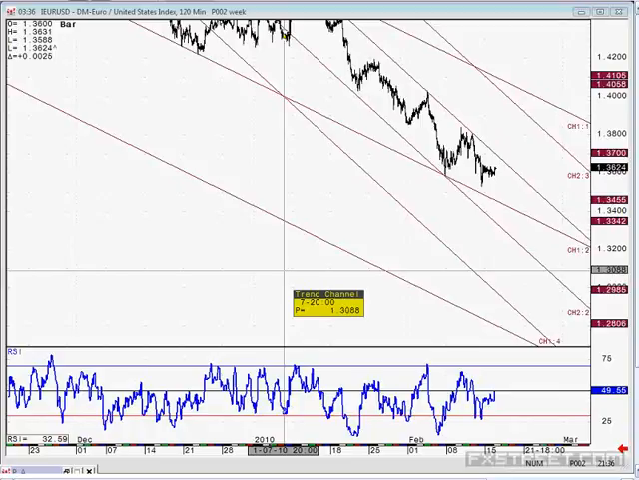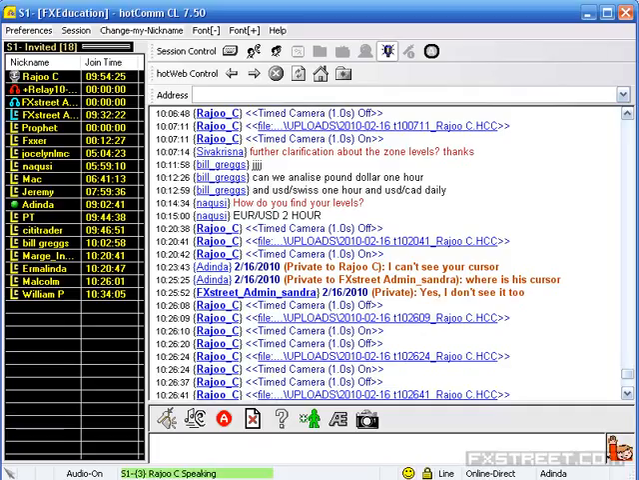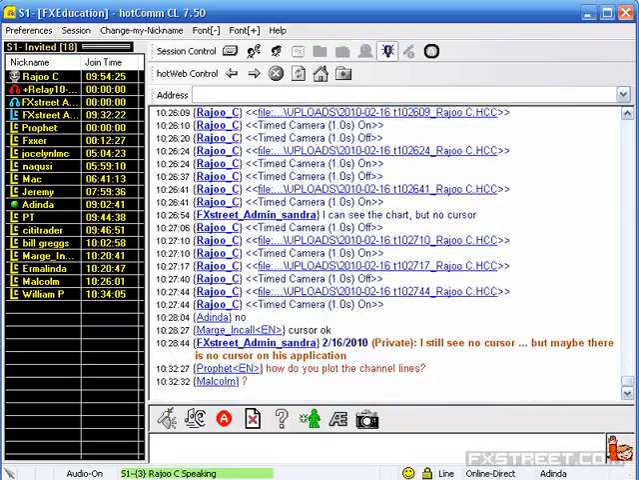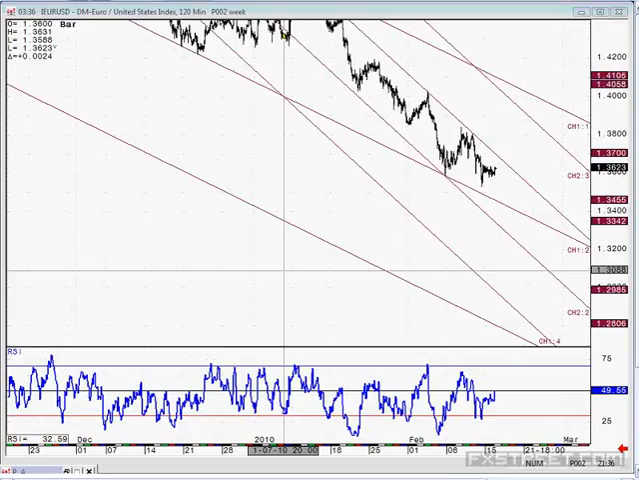The next question is, how do you plot the trend channels? In fact, I have my own way of doing things, and there are about 10 to 12 ways we can draw a trend channel. So plotting a trend channel is, in fact, a very complex topic.